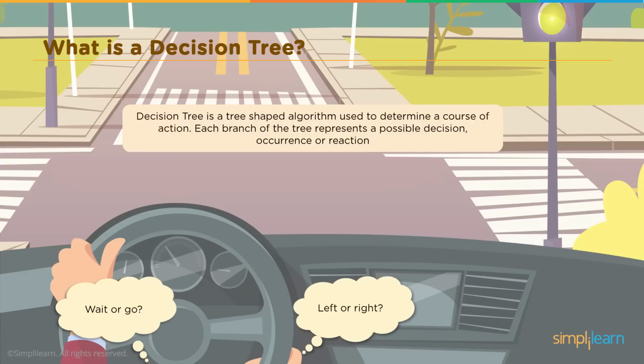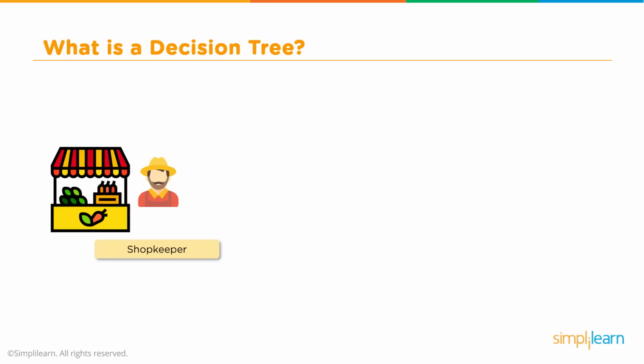A decision tree is a tree-shaped algorithm used to determine a course of action. Each branch of the tree represents a possible decision, occurrence, or reaction. So another example is we have a shopkeeper. Very nondescript shopkeeper, a little spooky without the eyes. He wants to organize his stall. "So I must organize my stall," and he's looking around trying to figure out the best way to stack all his goods. And he has some broccoli, some oranges, and some carrots.